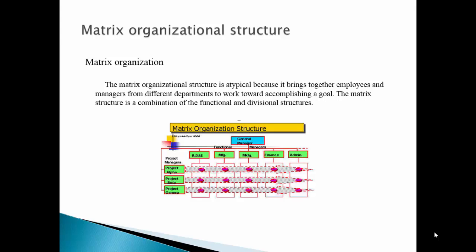Let us start with the definition of the matrix organization structure before going into the history and types. The matrix organizational structure is atypical because it brings together employees and managers from different departments to work towards accomplishing a goal. The matrix structure is a combination of the functional and divisional structures. The picture in the slide is the template of matrix organization structure, which shows that each employee has two reporting bosses, one from the functional manager and the technical manager, also known as the project manager.